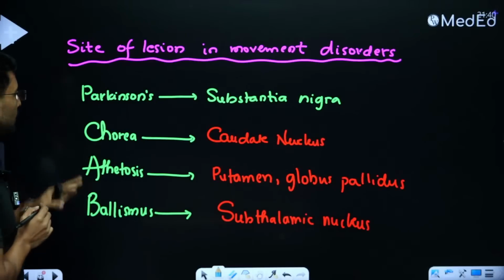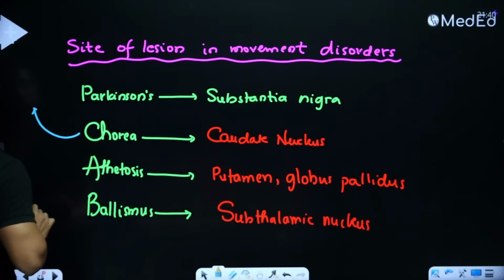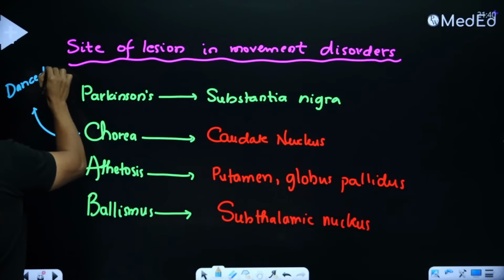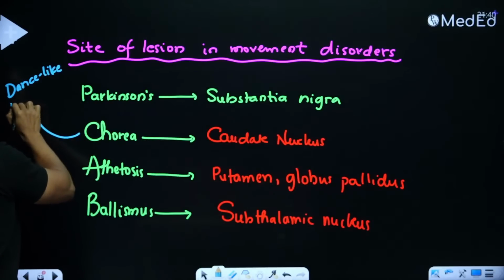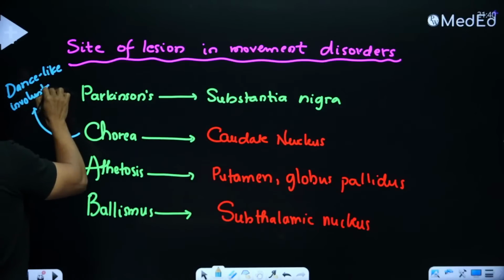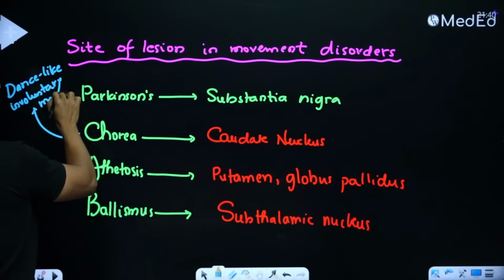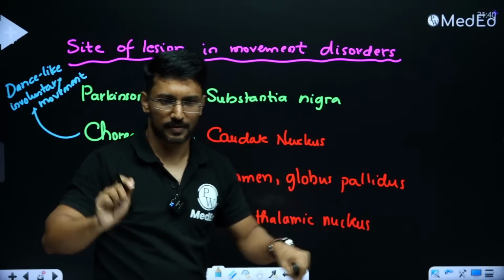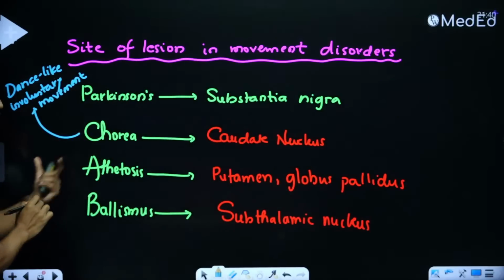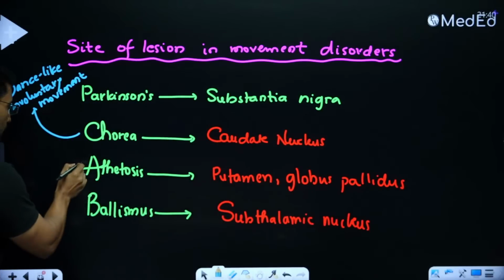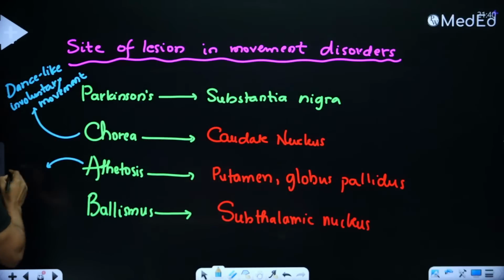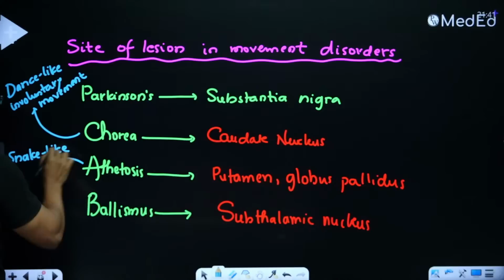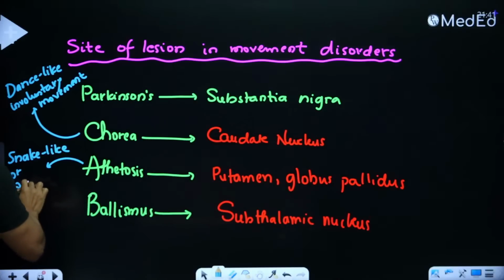So how will I recognize that it is a story of chorea? The story of chorea will be characterized by a description of the movements as dance-like involuntary movements. Please remember the word chorea actually comes from choreography. So it looks like someone has choreographed the movements. So whenever you see the words dance-like involuntary movements, think of chorea. Okay. Then if the involuntary movements seen are described as snake-like or writhing movements, think of athetosis.